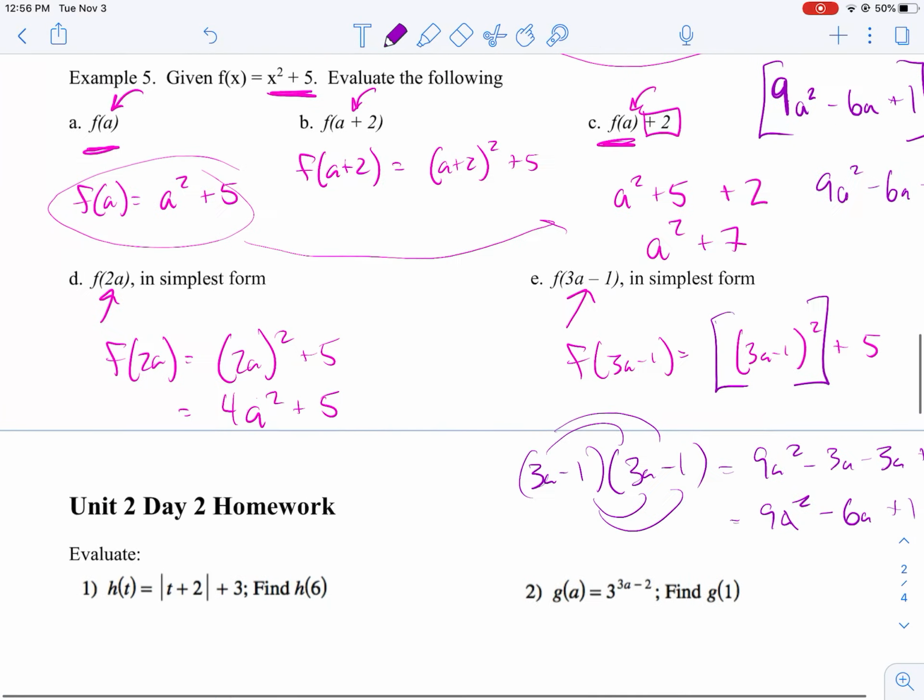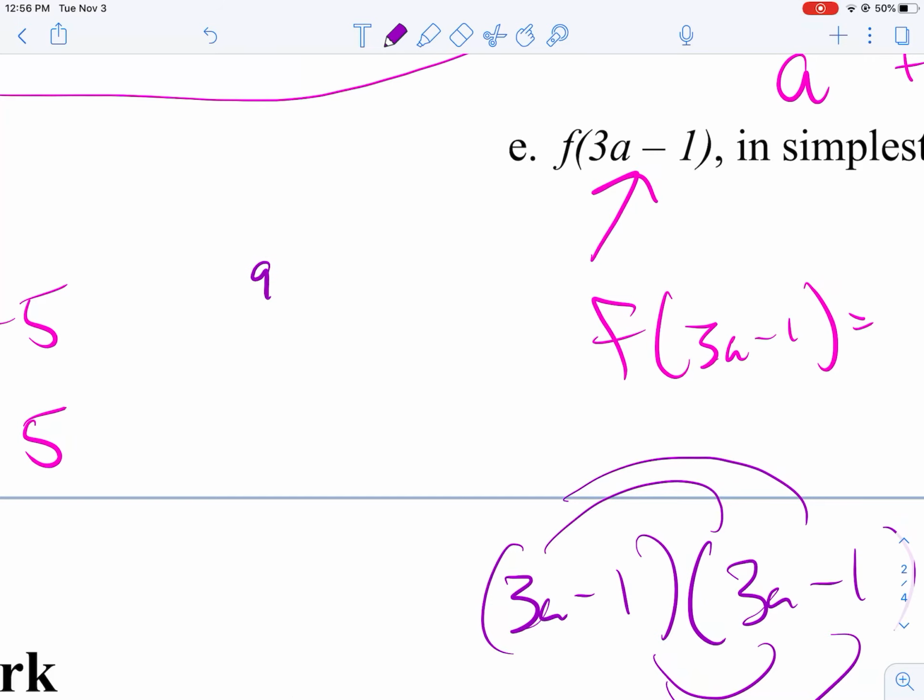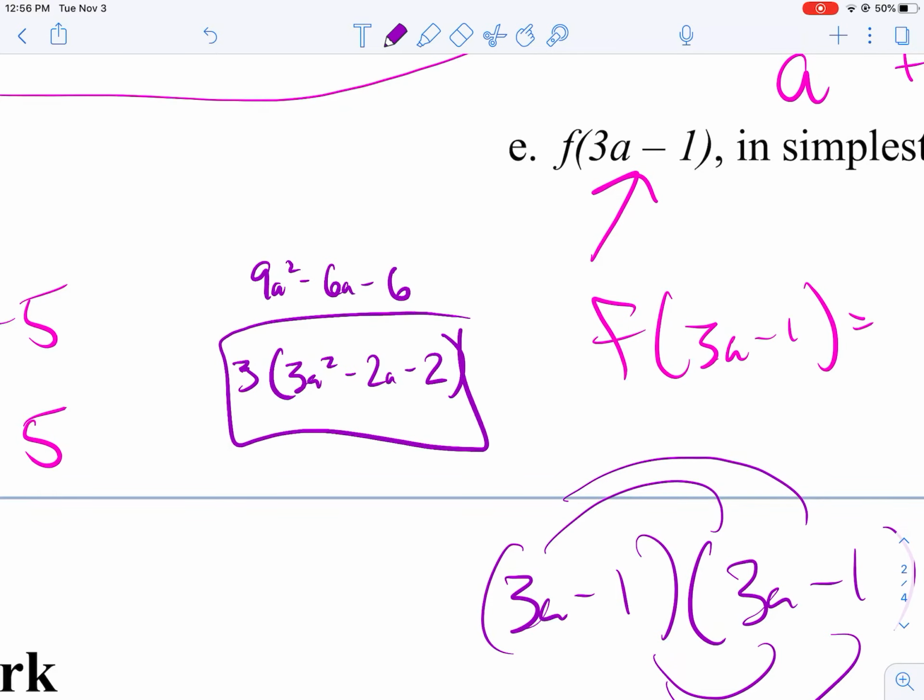9a squared minus 6a plus 6. I'm going to take out a 3. And voila.